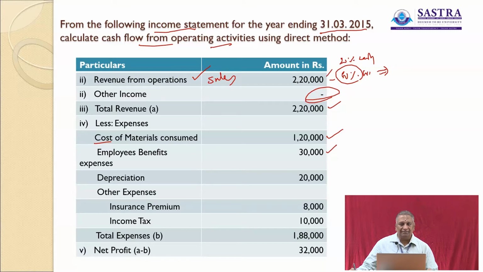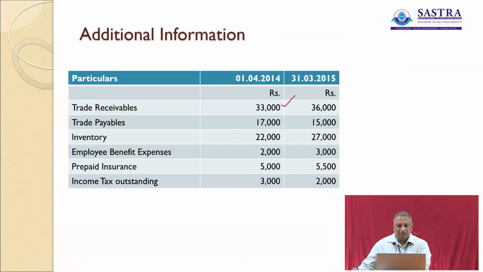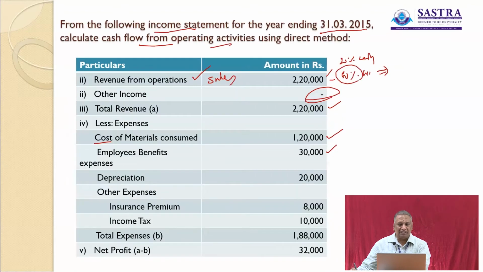So we have to find out what exactly the amount of cash received for the current year by considering receivables, opening and the closing balances of the receivables. So in a question normally, where the details of income statement is given, the details are given with regard to sales, with regard to the materials consumed, employee benefits and other expenses like depreciation, insurance premium, income tax, and from the total revenue, the total expenses is deducted, and the balance is arrived as and shown as net profit.